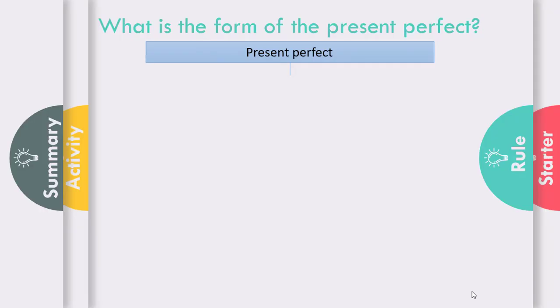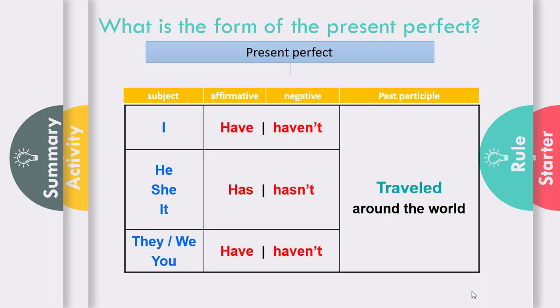So how about the form of the present perfect? Here is the form of the present perfect. We have verb to have plus past participle. So we have I have, he, she, it has, they, we, you also have. This is for the affirmative case. And for the negative case, have becomes haven't and has becomes hasn't. For example, I have traveled around the world, or he hasn't traveled around the world.